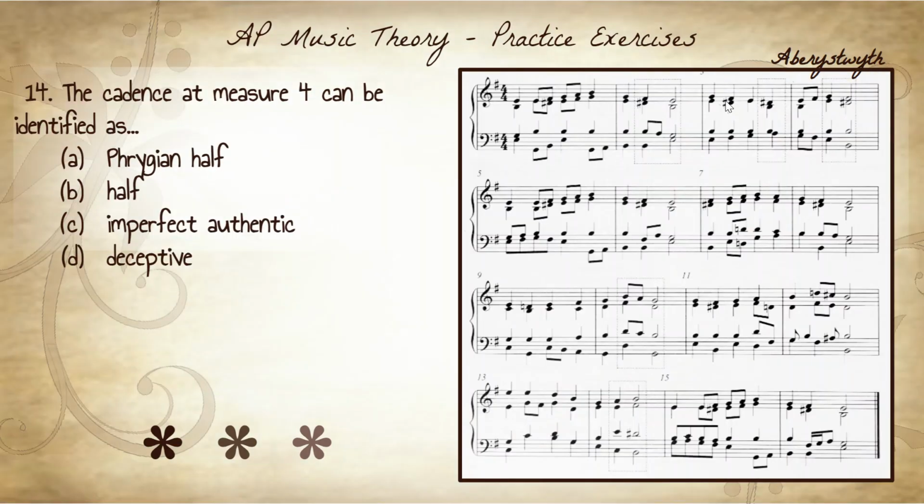Question 14. The cadence at measure 4 can be identified as A. Phrygian half, B. Half, C. Imperfect authentic, or D. Deceptive.